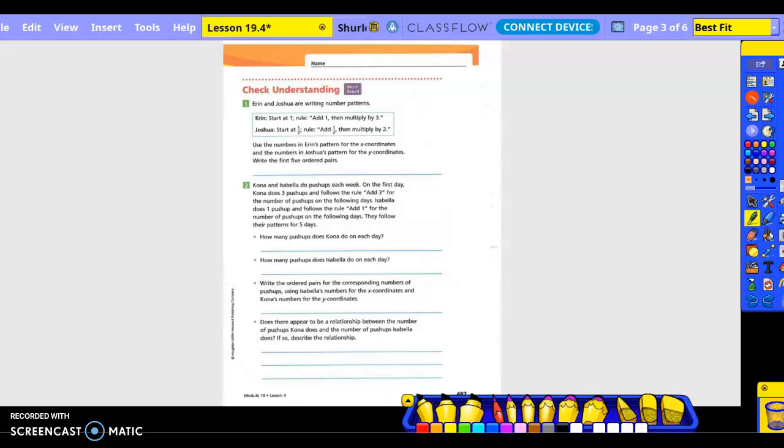So if we had Erin's, hers is add 1. So we start at 1, add 1, and multiply by 3. So she's at 1, add 1 is 2, multiply by 3, we're at 6. Okay, we'll leave a spot. Let's go ahead and just, how many is that? 5.